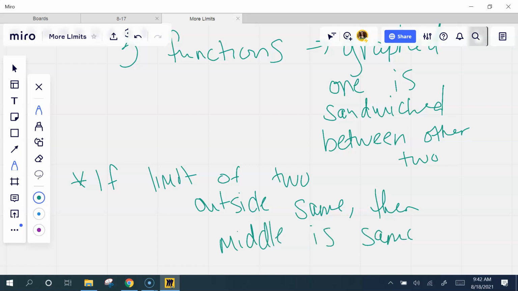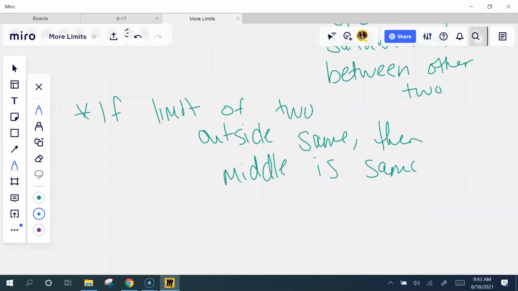I'm going to show you what it looks like. If you've got a function on top and a function on the bottom and then something in the middle, if the limit of the top one and the limit of the bottom one are the same, then the limit of the middle one has to be the same also. Okay. All right, let me show you what it looks like.